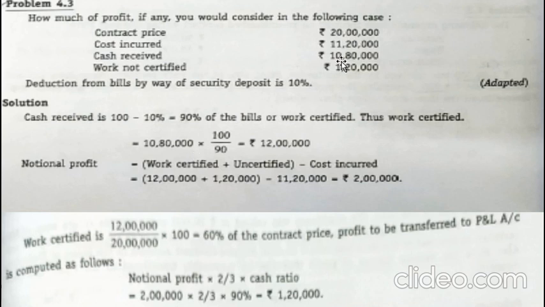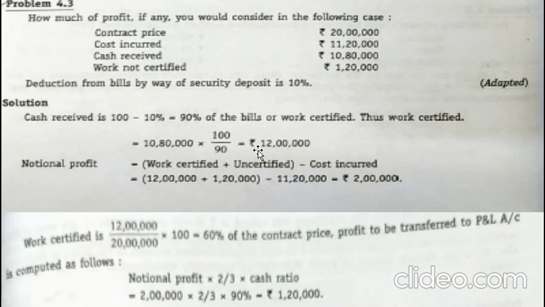As mentioned, cash received is 10 lakh 80,000, and they have deducted 10% from the bill. So 100% will be your work certified, and as the deduction is made, 100% of work certified minus deduction 10%, 90%, is the cash received. When 90% is 10 lakh 80,000, then for 100% work certified, by cross multiplication, 10 lakh 80,000 into 100 divided by 90 gives you 12 lakh. So 12 lakh is your work certified.